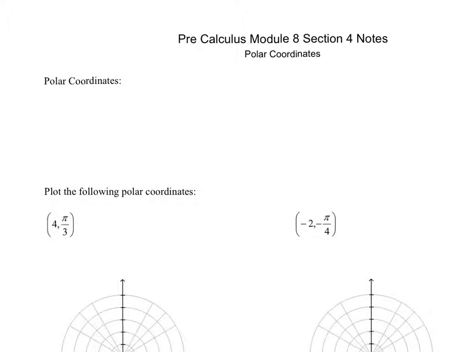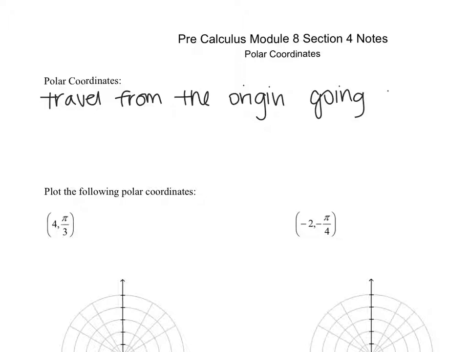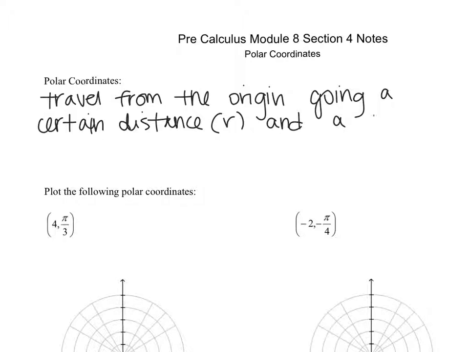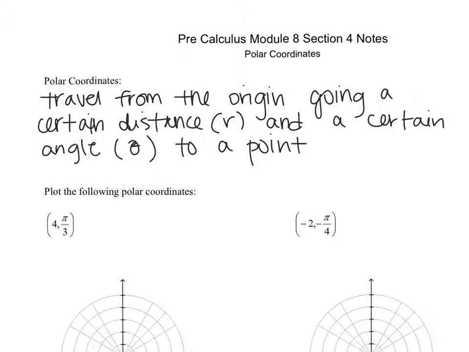So a polar coordinate is when we travel from the origin going a certain distance, which we are going to call r, and a certain angle, which we're going to call theta. And we get to a point. So the way we represent a polar coordinate is by (r, theta). It's that distance r and that angle theta.